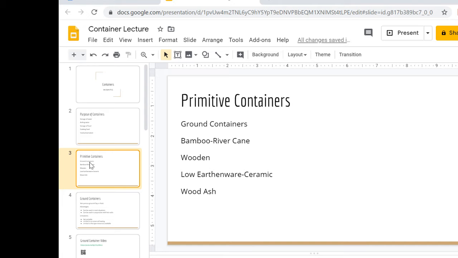Then low earthenware and ceramic. So you have to have a clay source for this to work, and you have to get your mixture just right. Just the right amount of clay with the right amount of sand mixed in. I've done this, but it takes a long time, and this would be more long-term survival in my opinion.